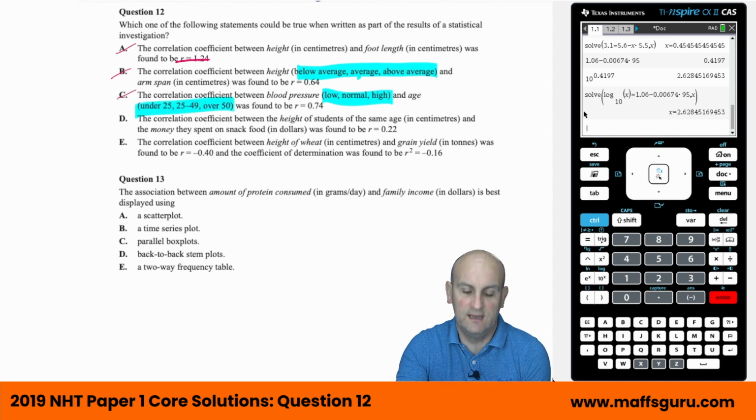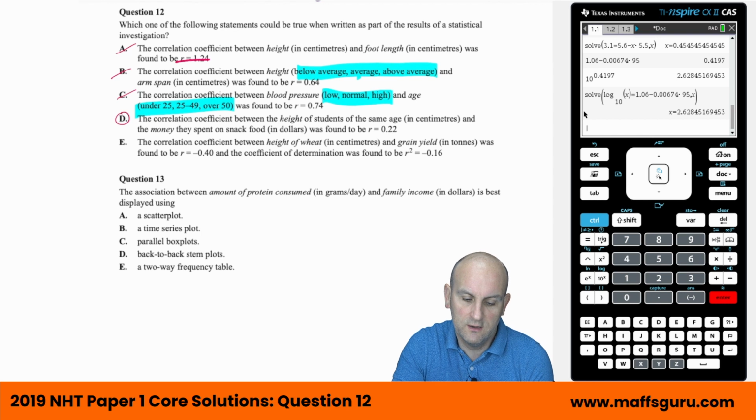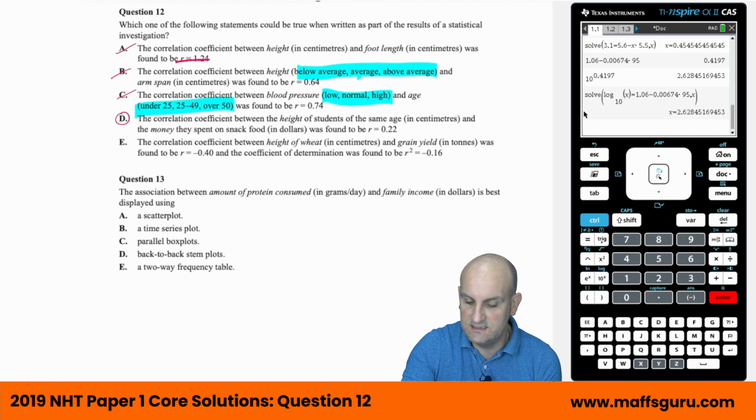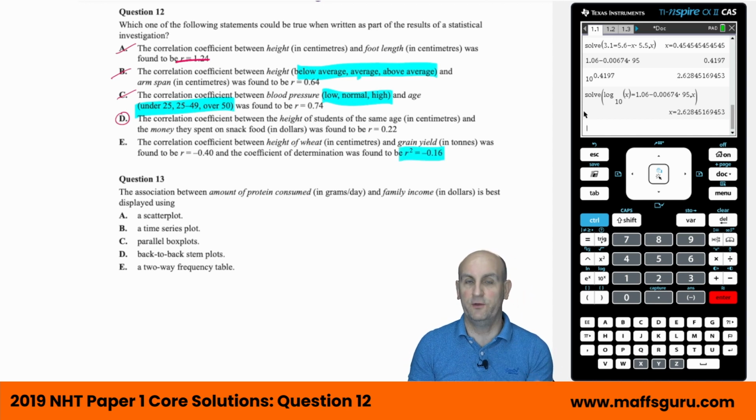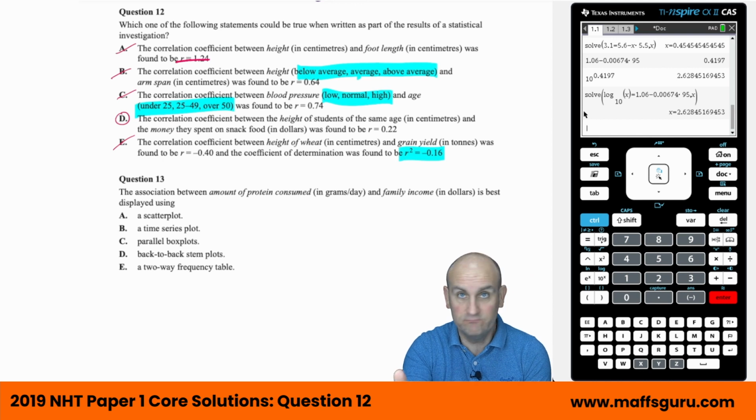So again, this tests your understanding. The correlation coefficient between the height of students of the same age in centimeters and the money they spent on snacks in dollars was found to be R equals 0.22. I'm actually going to say that that's my right answer, but I'm going to check E because they were both numerical and my R value was in range. The correlation coefficient between height, centimeters, and grass yield in tons was found to be minus 0.40, and the coefficient of determination, R squared, was, you cannot have a negative value of R squared. All right, R squared is positive. The whole point of squaring it is to get rid of the minus sign. So there we go, E isn't right. But again, they're all plausible. They all sound plausible, but they're not.